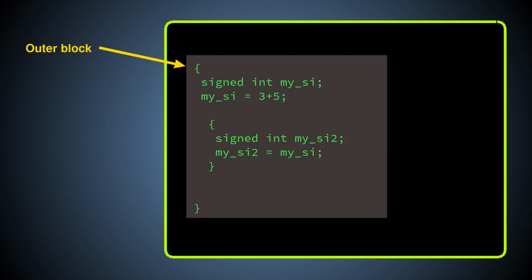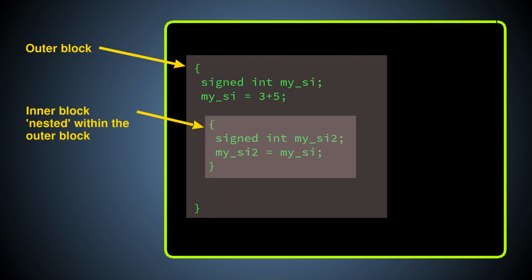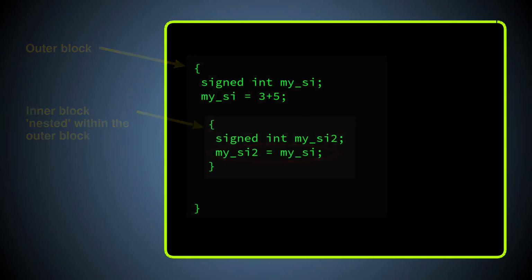In this example, we create a block within a block and use it to declare a new signed int variable called mySI2. We then do an assignment expression statement which copies the value of mySI into mySI2. So after this line, the value of mySI2 will be 8.